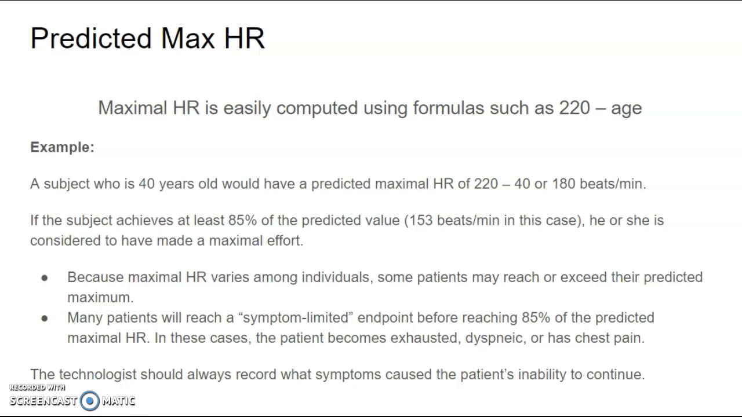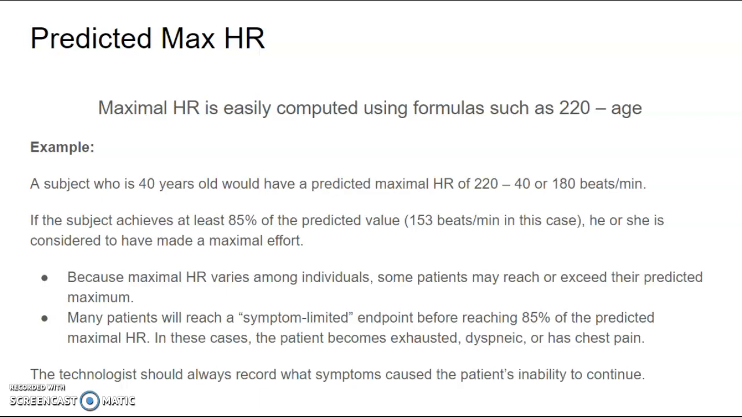Okay, in the last picture I mentioned the max predicted heart rate, so I should mention how we're going to calculate that. To calculate this, you're going to take 220 minus the person's age. For example, if we have a subject that's 40 years old, we would take 40 from 220, and our answer would be 180 beats per minute as their predicted maximal heart rate. If the subject achieves at least 85% of that, so in this case, 180 times 0.85, our answer would be 153 beats per minute, then we say this patient is considered to have given maximal effort.